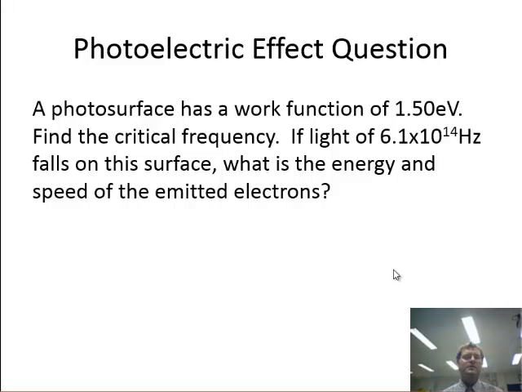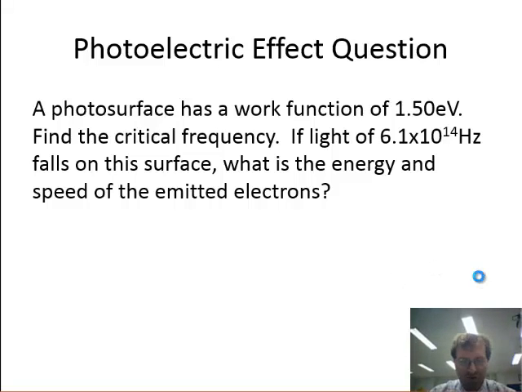Here's a question. A photo surface has a work function of 1.5 electron volts. Find the critical frequency, that's the threshold frequency, which is going to allow electrons to start to escape. If the light of 6.1 times 10 to the 14 Hertz falls on this surface, what is the energy and the speed of the emitted electrons? So there's two questions here. I'll give you a moment to try and work it out, and I'll show you how you do this.